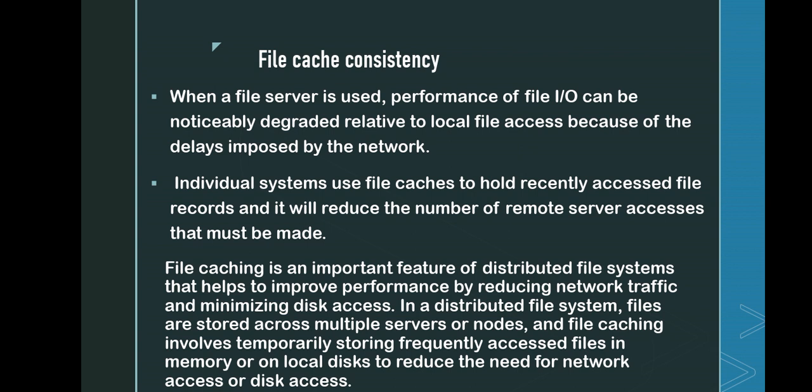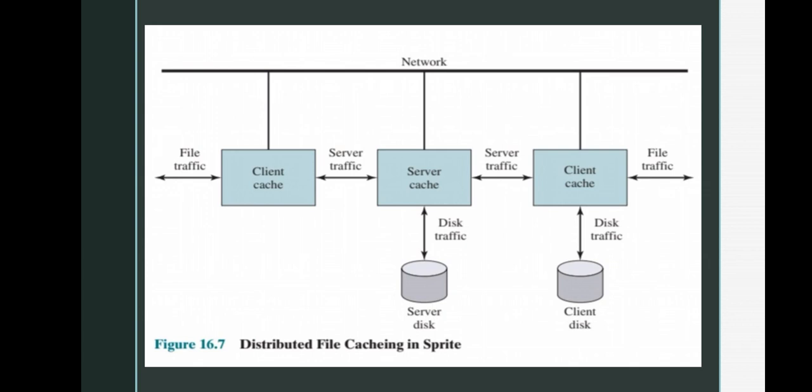In a distributed file system, files are stored across multiple servers or nodes. File caching involves temporarily storing frequently accessed files in memory or a local disk. This will reduce network traffic. Here is a figure of distributed file caching. It will be explained in the next slide.